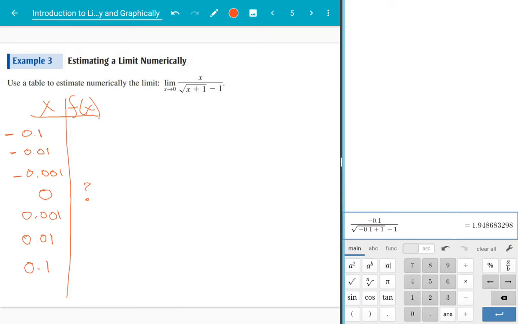So here I get 1.948. Let's add in another 0 in front of the 1. I get 1.99.